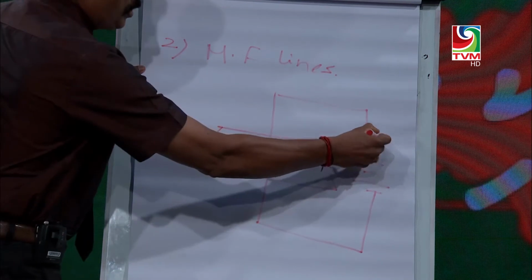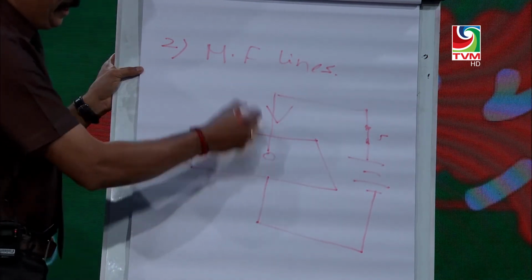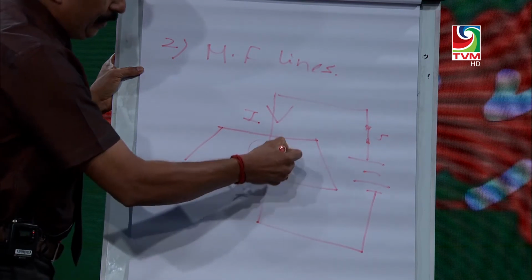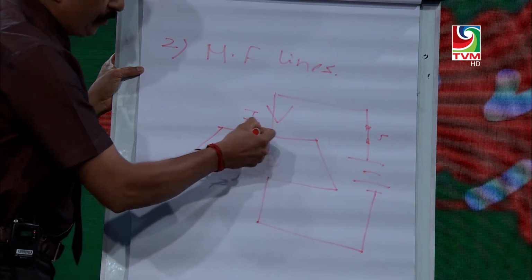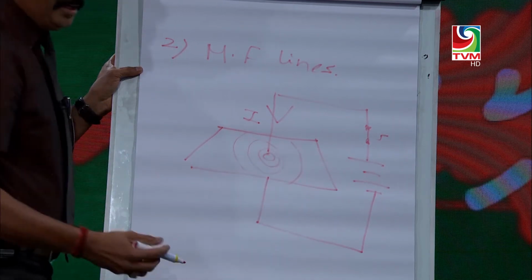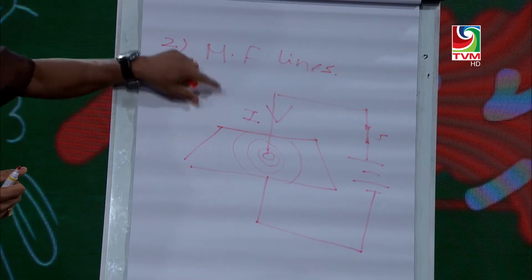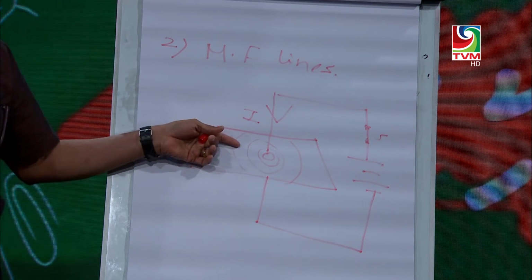When the switch is closed, current passes through this conductor, and around the conductor a magnetic field is produced. These magnetic field lines form concentric circles. By using the right-hand grip rule, we can find the direction of the magnetic field lines. How?